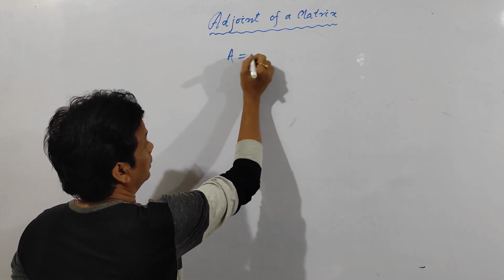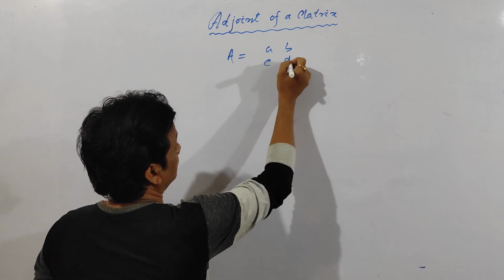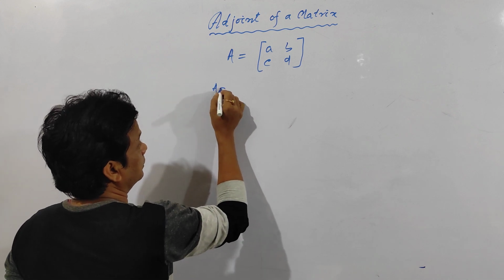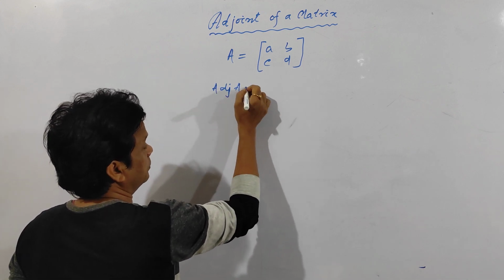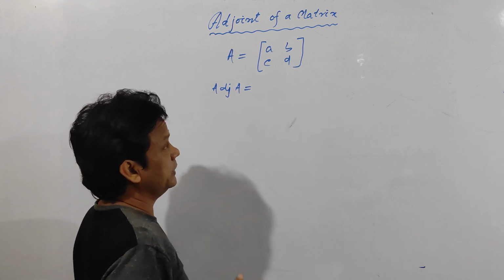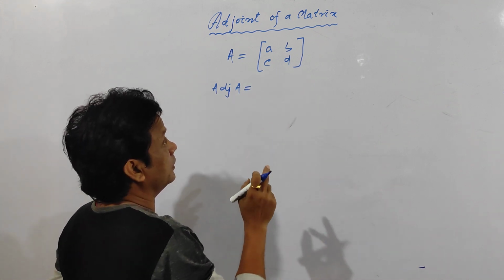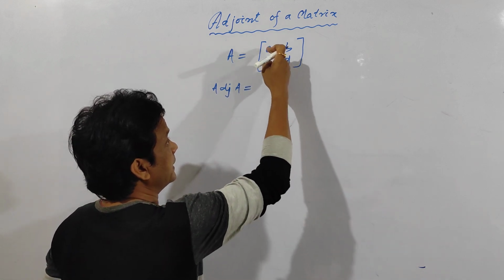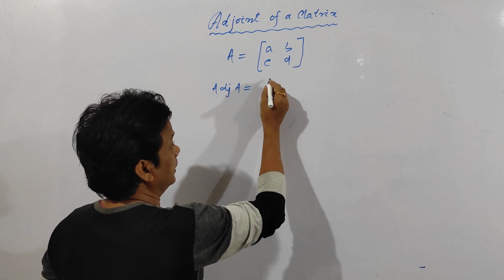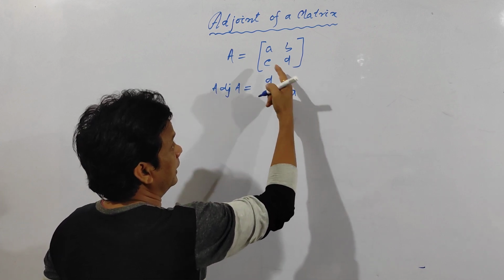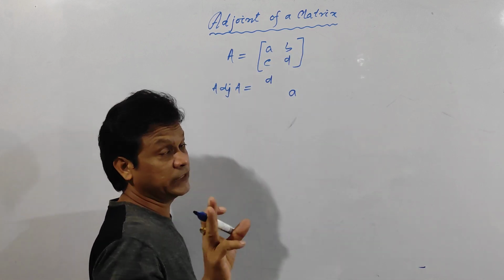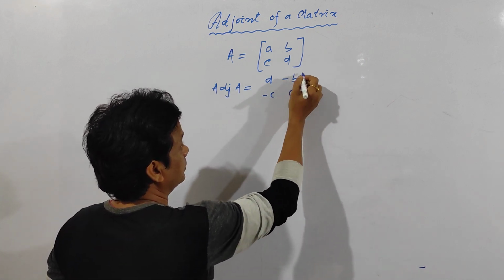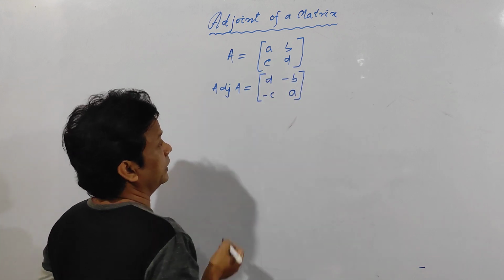So if A is equal to [a, b; c, d], then how to find out the adjoint of A directly? You can find out the adjoint by the process, but I am telling you directly. That means I am telling the conclusion only and nothing else. Simply interchange a and d. That means this will be d, this will be a, and change the sign of b and c without interchanging. Don't interchange, only change the sign. It will be minus b, it will be minus c.